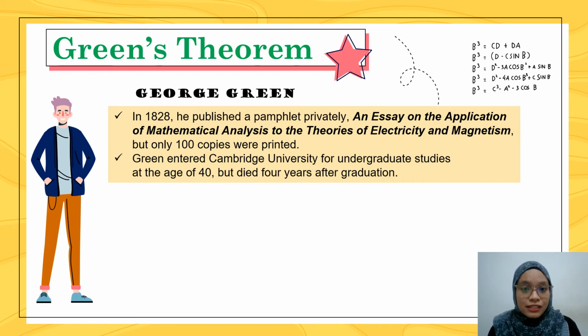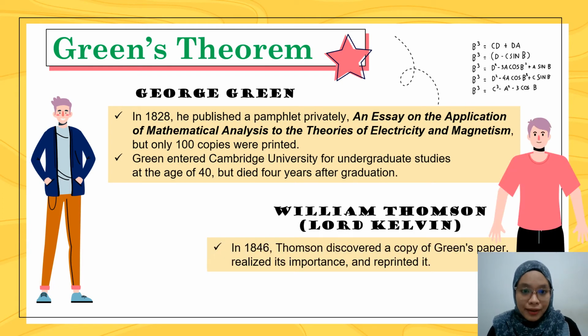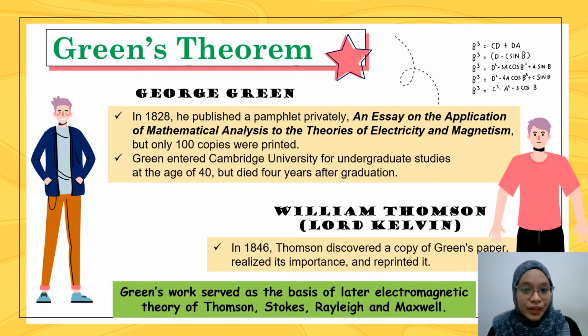Then, Green entered Cambridge University for undergraduate studies at the age of 40, but died 4 years after his graduation. Here is when William Thomson took part. In 1846, Thomson discovered a copy of Green's paper, realized it was important and reprinted it. And the most important is that Green's work served as the basis of the later electromagnetic theory of Thomson, Stokes, Rayleigh, and Maxwell.